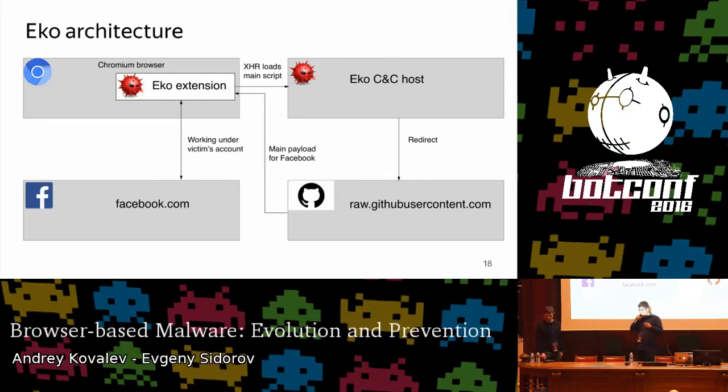In the early versions, the command and control server provided the main functionality itself, but in the latest versions we saw the command and control server did several redirects to raw GitHub user content, for example, where the extension can get the main payload. The main payload was loaded into the extension, and then it gets the evaluation for interaction with Facebook, for getting access to the account, for sending spam messages, and so on.